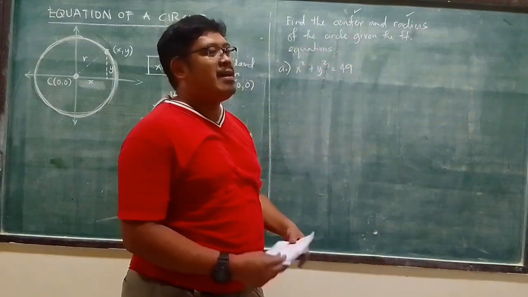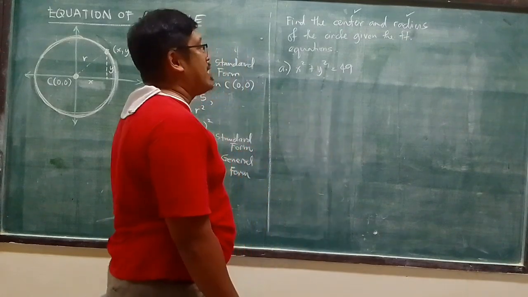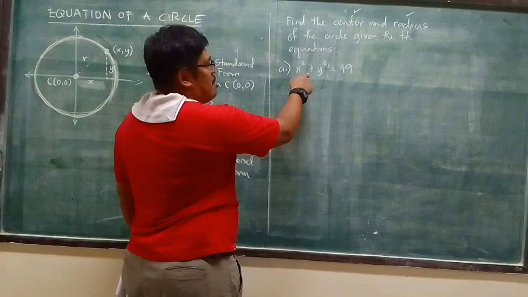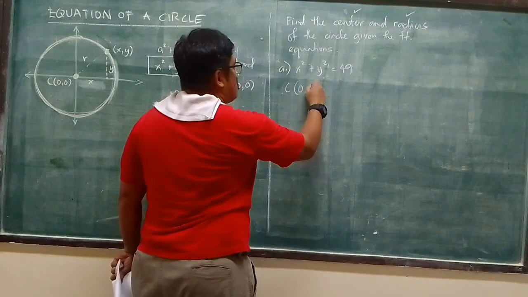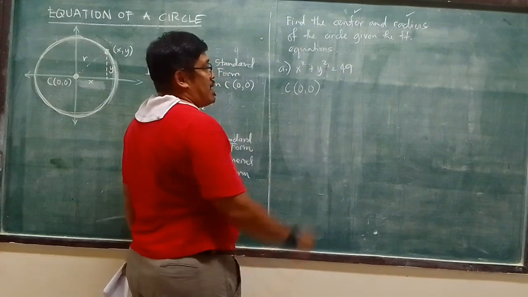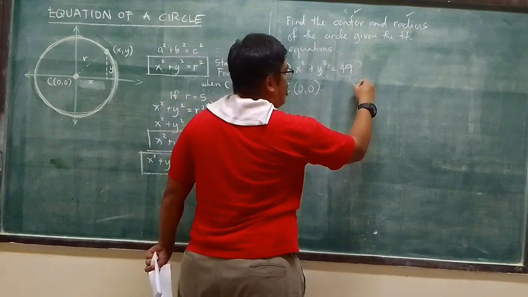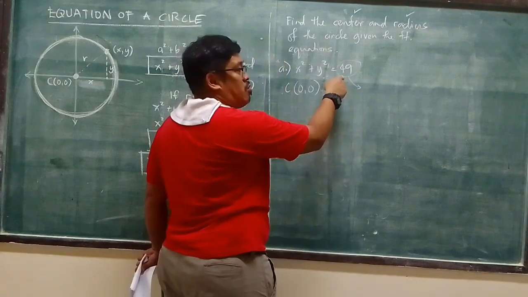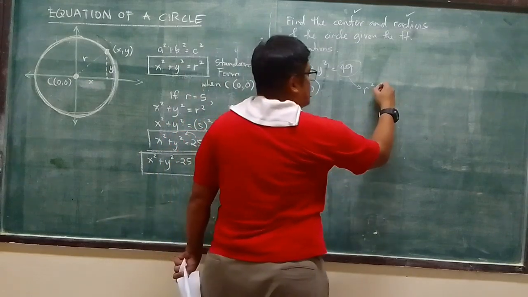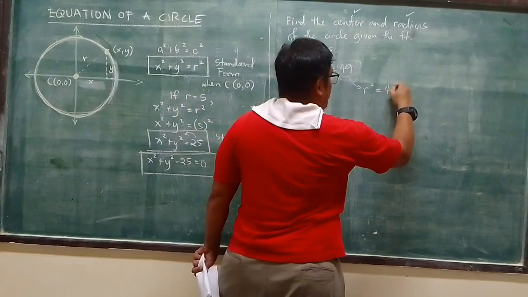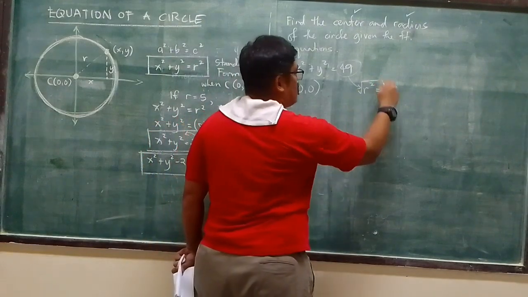Siguro mamaya kaya natin i-discuss ito. For the meantime, mag-focus muna tayo dito. So, pag ganito itsura, we all know automatically that your center will be at 0, 0. Ang magiging problema natin is yung radius. Now, we all know here that yung last dito is actually r squared. So, we can take this as r squared is equal to 49. And then extracting the roots.